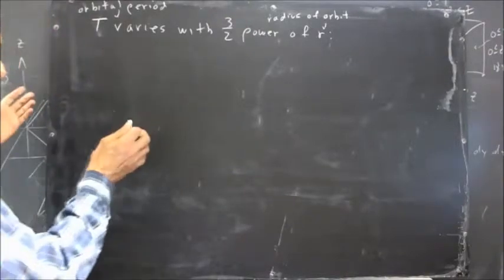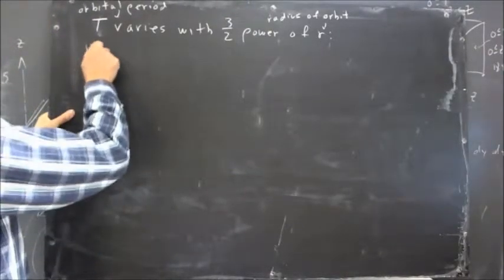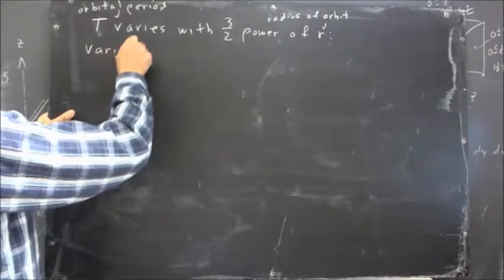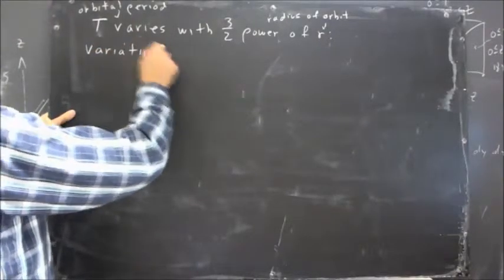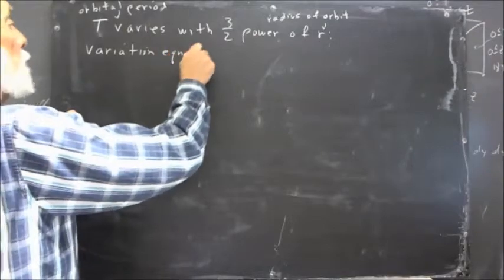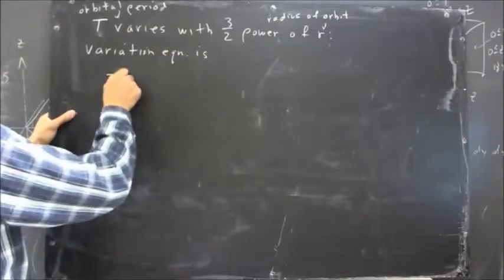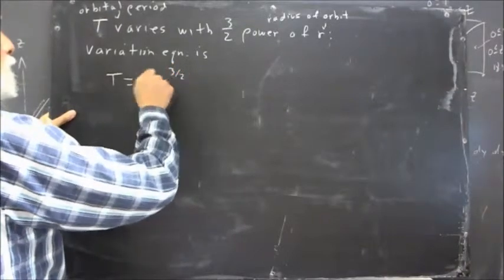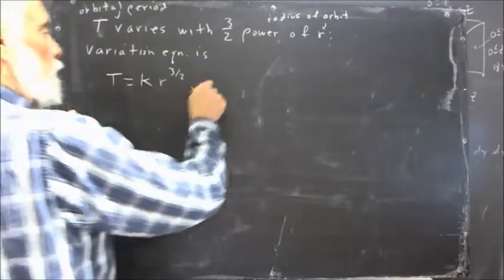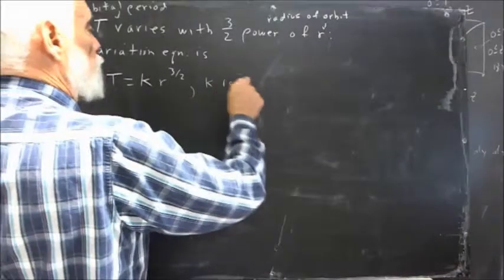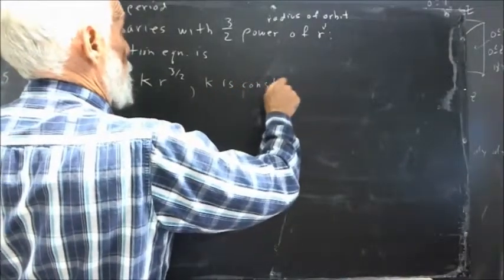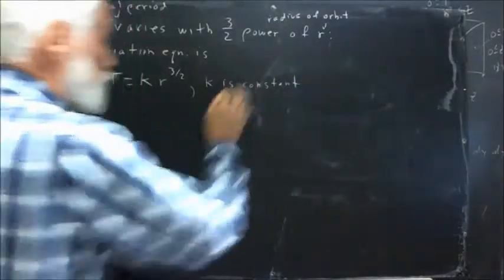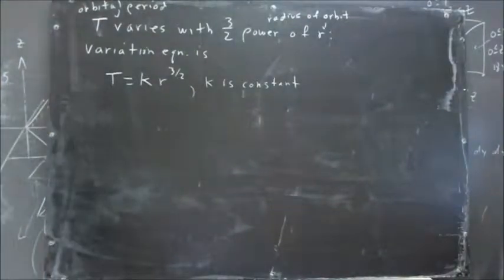How do we write that as a variation equation? Because that's the first thing that's asked. The variation equation is T equals k times r to the 3/2. And k is some number that's constant, at least for this planet. Okay? So, we have that information.